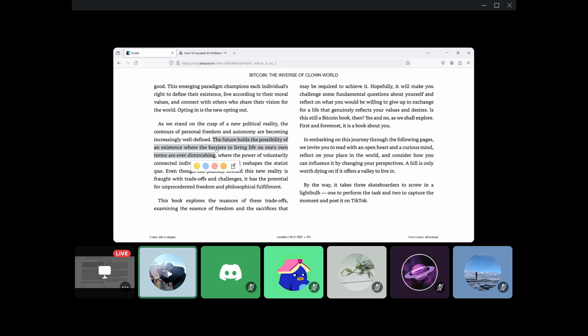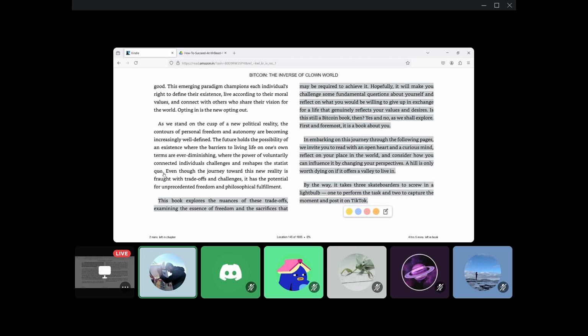So right, like I said, this puts it so much better, that it holds the possibility of an existence where the barriers to living life on one's own terms are ever diminishing. Because, like I said, Bitcoin is fundamentally an individualistic revolution. You are free to get into contracts with whoever you want to. Nobody forces you to do things a certain way in Bitcoin, other than following the Bitcoin rules, which, if you study sound money economics, you realize are the rules that are required to make a monetary system which is functional. And yep, this journey towards this new reality is fraught with trade-offs and challenges, but it has the potential for unprecedented freedom and philosophical fulfillment.